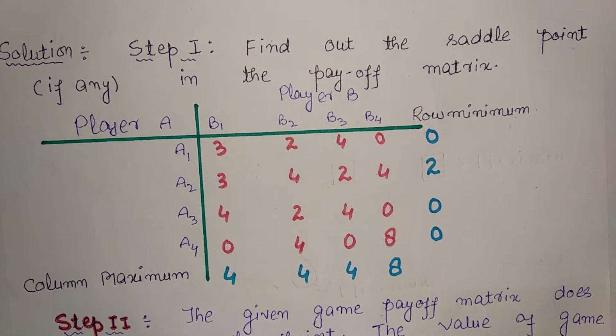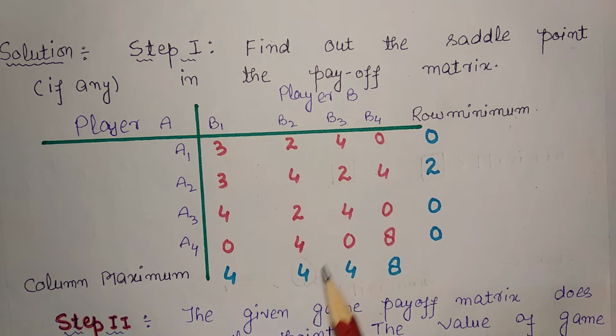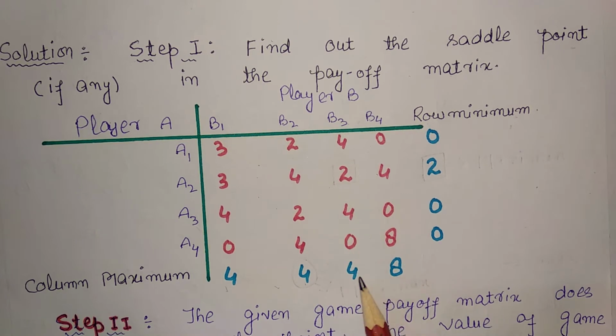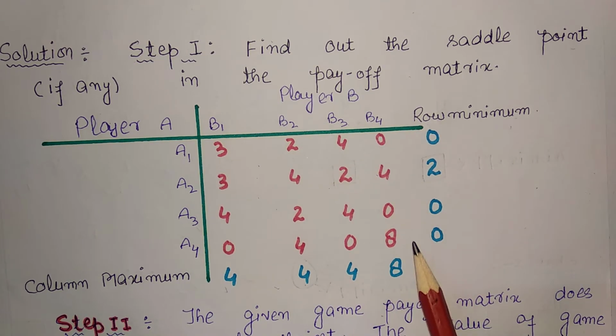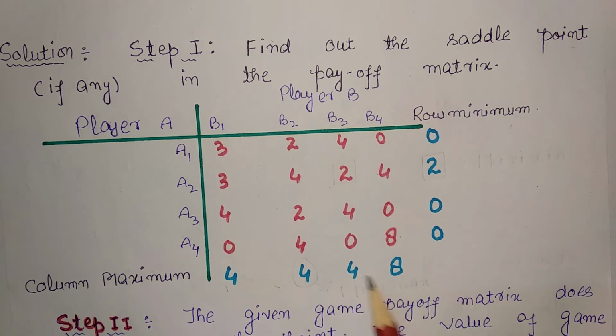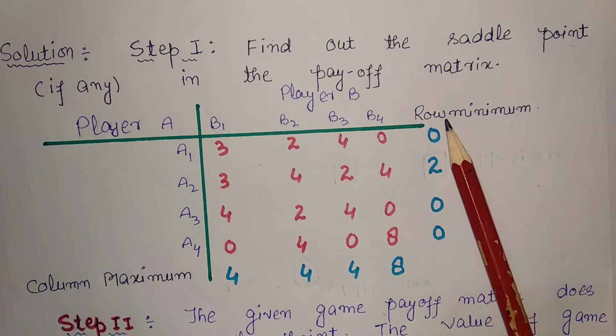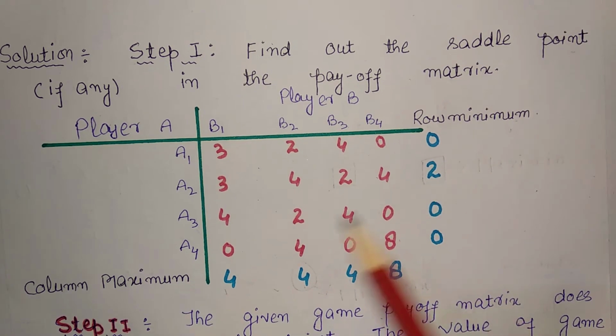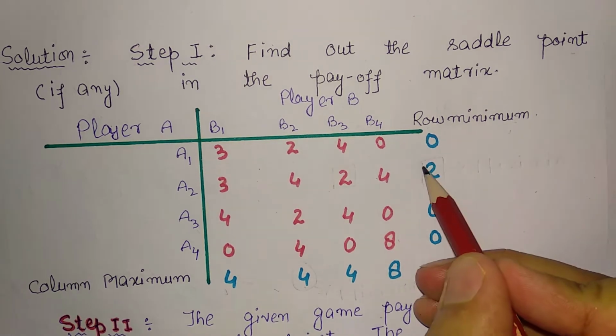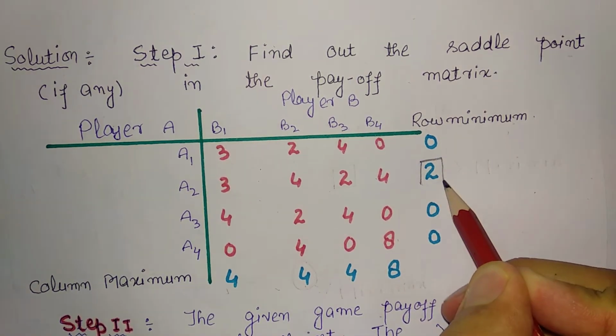The maximum value in the first column is 4, so I will write 4. The maximum value in the second column is 4, so I will write 4. In the third column the maximum value is 4, and in the last column the maximum value is 8, so I will write 8 here. After that I have to choose the maximum value in the row minimum. In the row minimum the maximum value is 2, so I will circle the 2.